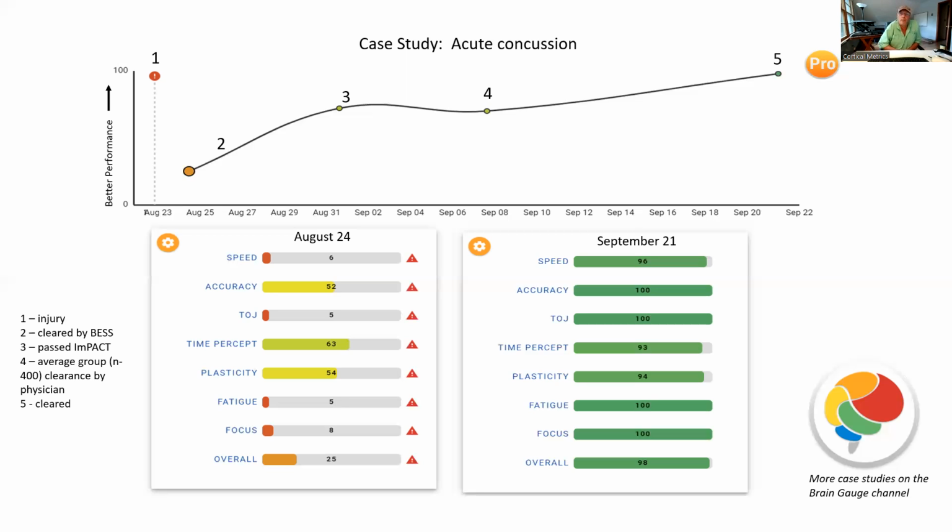We've got some publications on this, and you're welcome to read them. You can read more about that on the corticalmetrics.com website. And if you want to find out more, we'll be getting more case studies posted on the Brain Gauge channel.